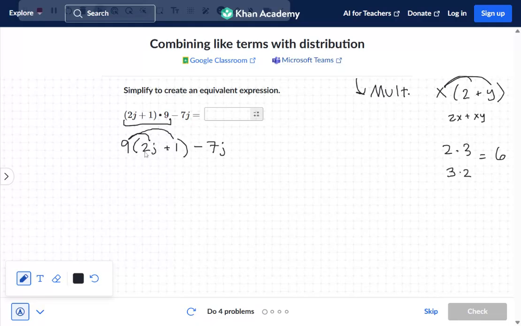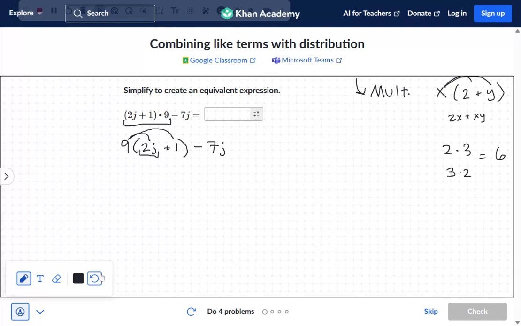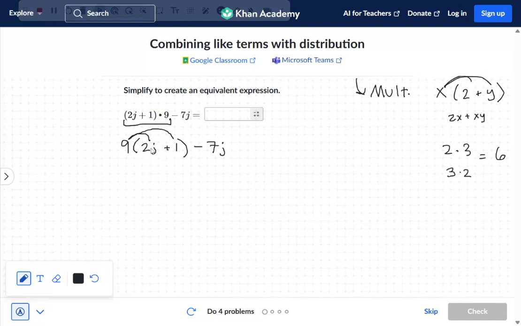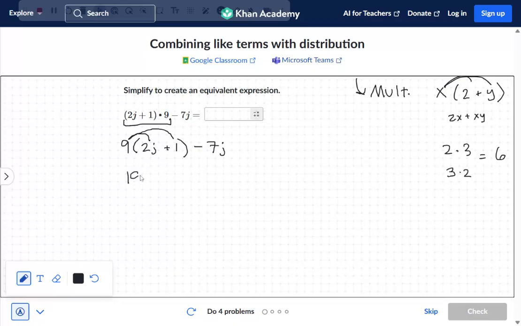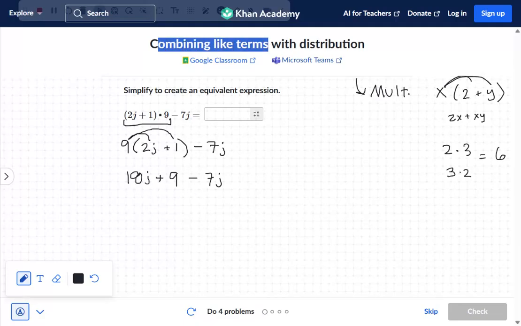All right, so be careful. This is an entire term. That's an entire term. All right, so we're gonna multiply. 9 times 2, we multiply the coefficients, is gonna be 18j. 9 times 1, positive 1, is gonna be just positive 9, minus 7j. All right, so we distributed to the two terms that were inside of the parentheses. All right, we multiplied it out. Bam. Next step, combine like terms.